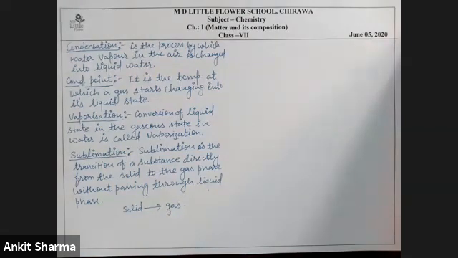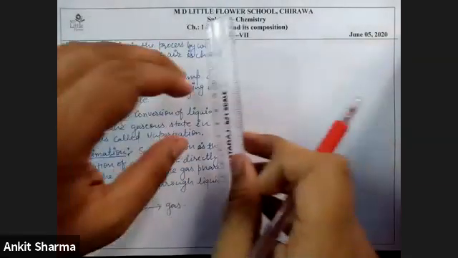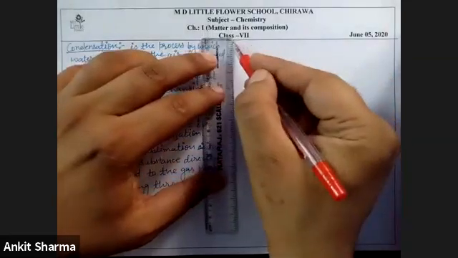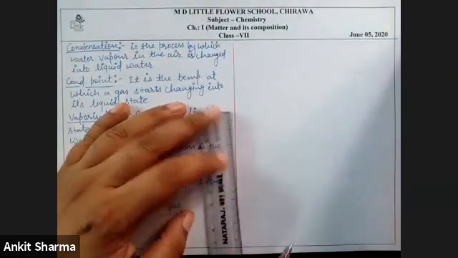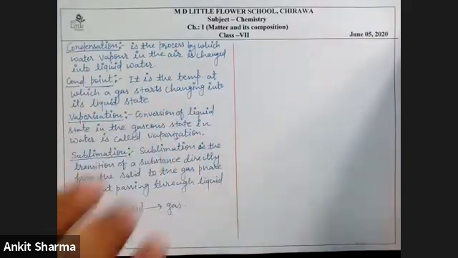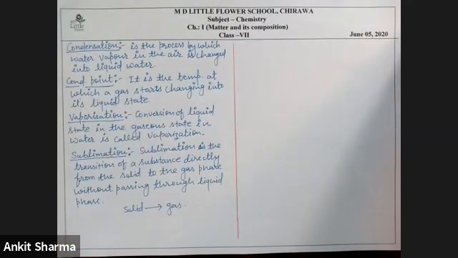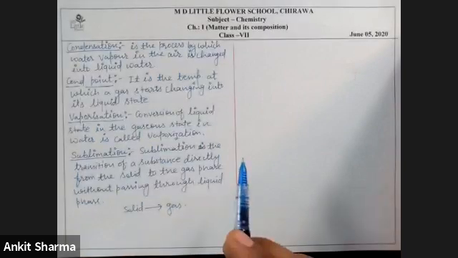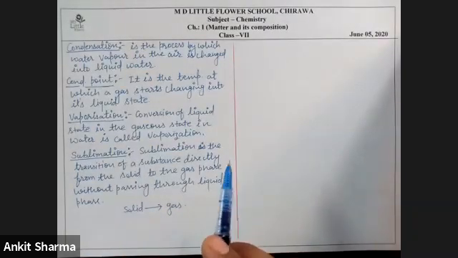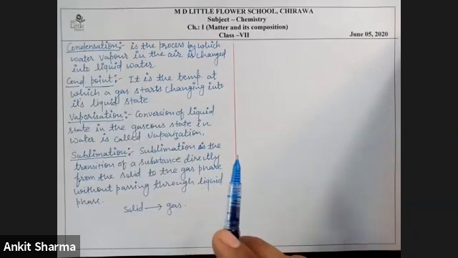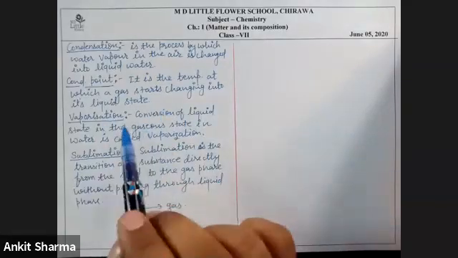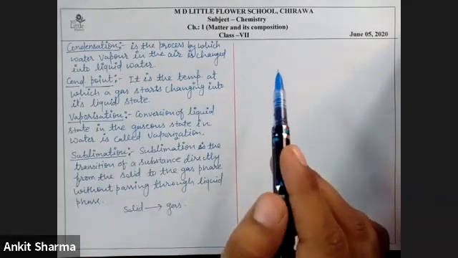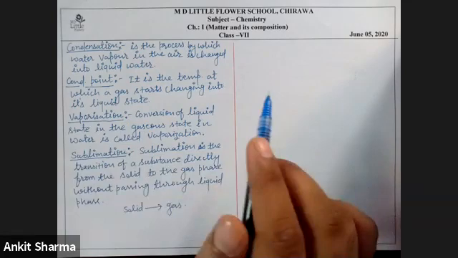First of all, divide the page. Now we will study the state diagram of interconversion of states of matter. Now we are going to draw the state diagram, for which we have read so many definitions. Now we will draw that diagram.